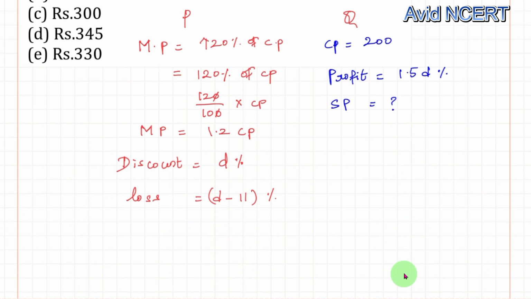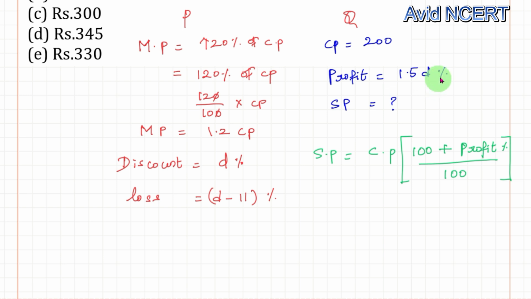The formula to find the selling price depends on the data. Since we have cost price and profit percentage, the formula we can go for is selling price equals cost price times (100 plus profit percentage) divided by 100. But in this case, for profit percentage, we don't know the value of D. So to find D, we have to use the first set of data. Again, I'll be using the same formula even here.